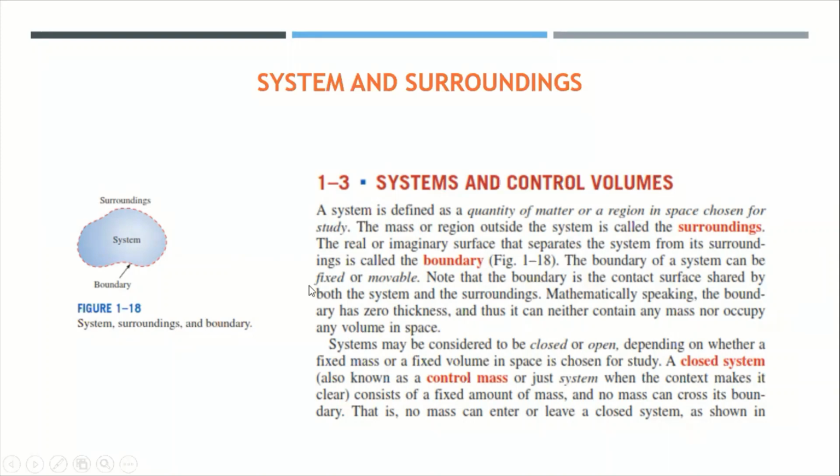For example, if you take a cup of coffee, energy can be transferred from the system to the surroundings. But when you keep that cup of coffee on a table for a long time, say 10, 12, 15, or 20 hours, only energy is transferred, no mass is transferred. The quantity of coffee in the cup remains the same. So that kind of system we call a closed system. Energy can transfer into the system or from the system.